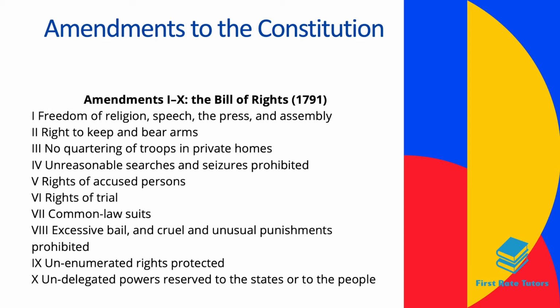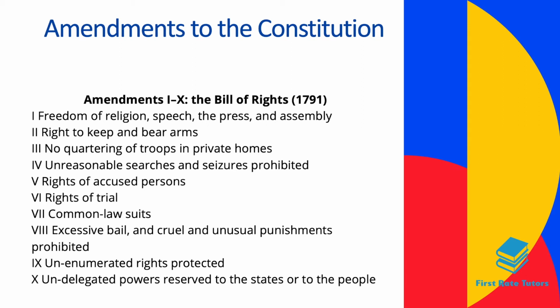The Sixth Amendment is concerned with rights to trial. The Seventh Amendment outlines common lawsuits and the procedures taken for that. The Eighth Amendment essentially looks at excessive bails, cruel and unusual punishments which are prohibited. The Ninth Amendment is concerned with the unenumerated rights which are protected, and the 10th Amendment essentially is concerned with undelegated powers reserved to the states or to the people.